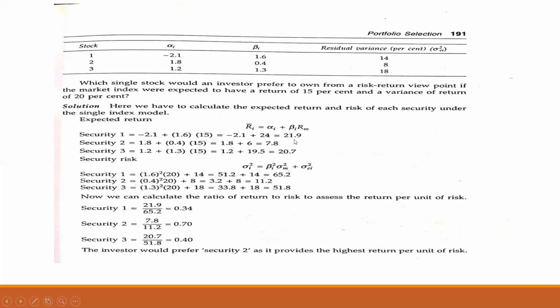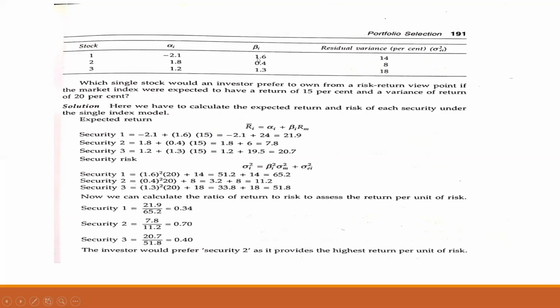Now, before the investor makes a decision, he will take into consideration the level of risk involved also. So let's calculate the risk of the individual securities according to single index model. To calculate the risk, we need the beta square, the variance of the market, and the residual variance. So they have given the variance of the market in the question as 20%. So we know that is 20%.